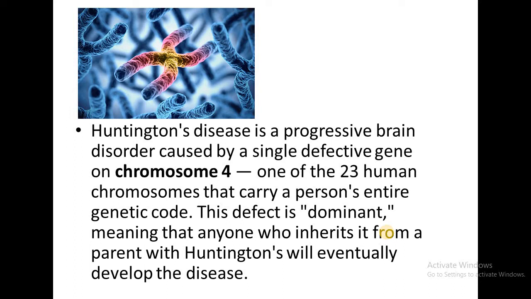An example of an autosomal dominant disease is Huntington disease. This is a progressive brain disorder caused by a single defective gene on chromosome number 4, one of the 23 human chromosomes that carry a person's entire genetic code. This defect is dominant, meaning that anyone who inherits it from a parent with Huntington's will eventually develop this disease.